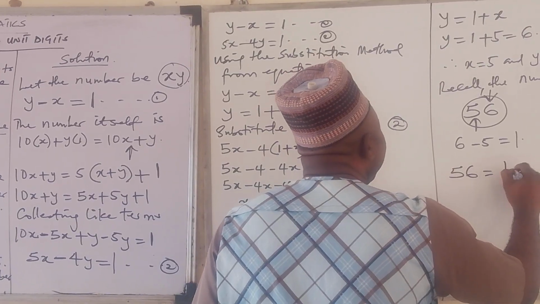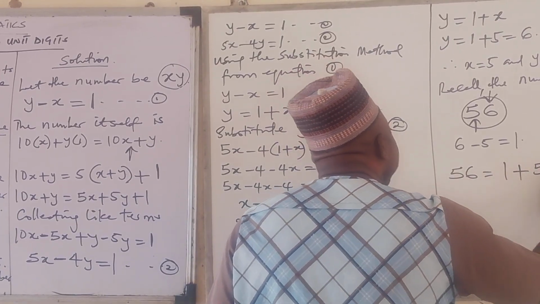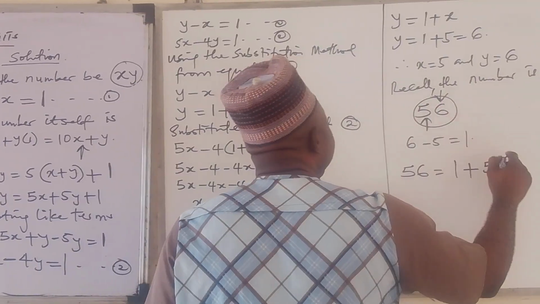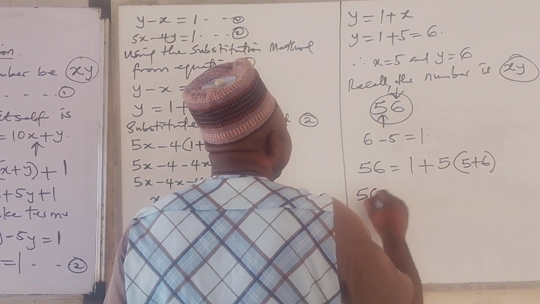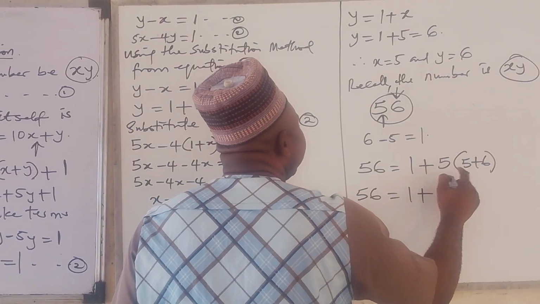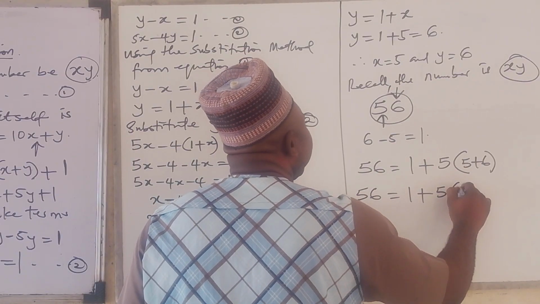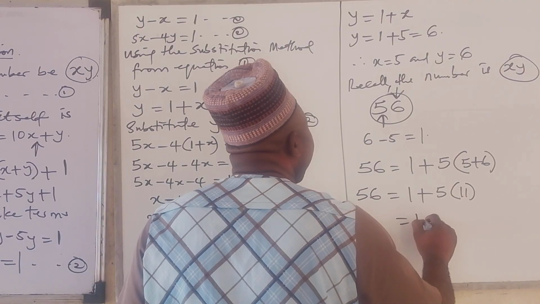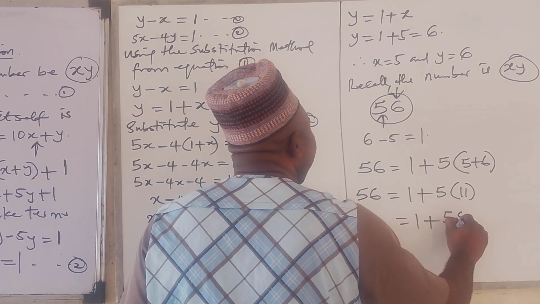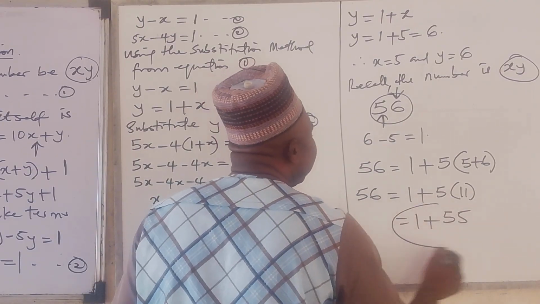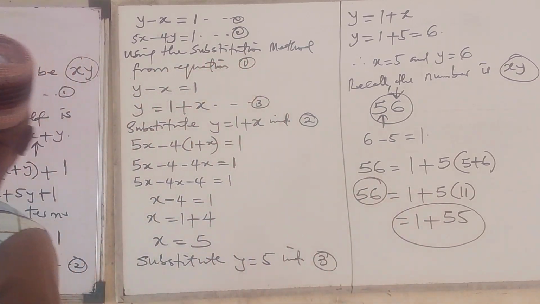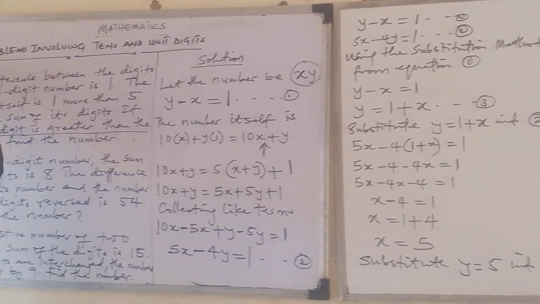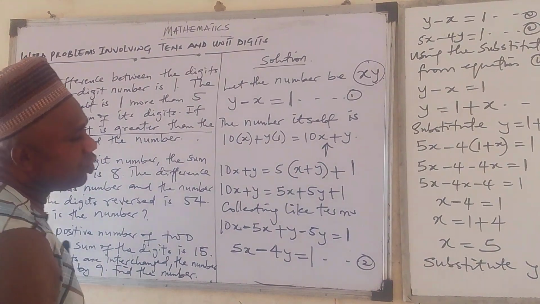They said it's 1 more than 5 times the sum of the digits. That is 5 plus 6. So let's look at this if this is true. So 56, 1 plus, we have 5 in bracket 11. So that will give us 1 plus 55. And of course, you can see that this side is equal to this. So it therefore means that this question is solved. So that's question number 1.